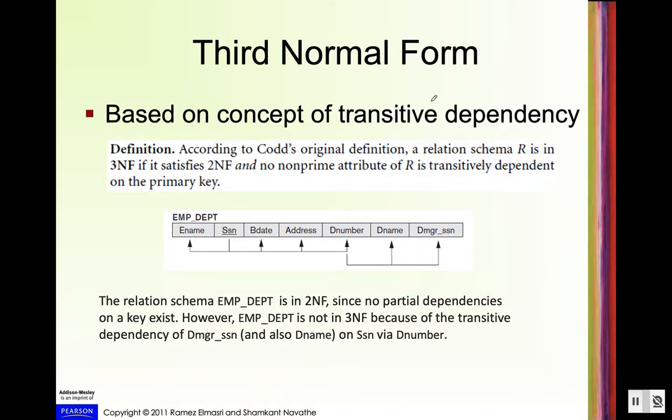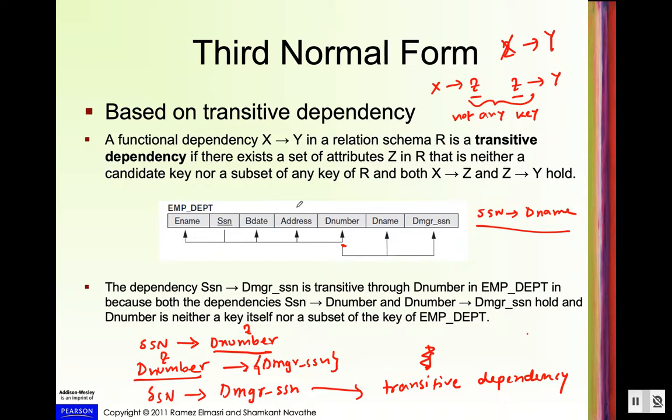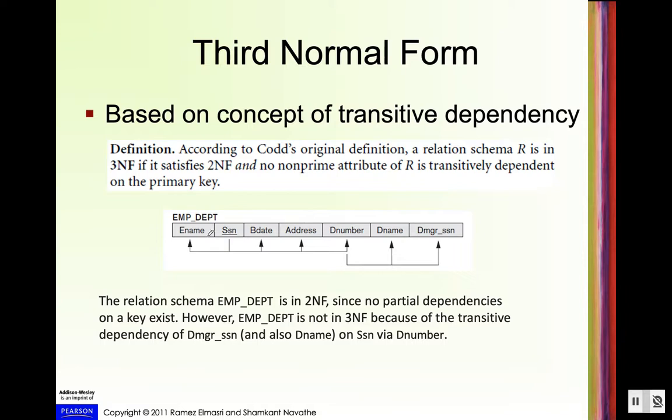So third normal form is based on the concept of transitive dependency. According to Codd's original definition, a relation schema R is in 3NF if it first satisfies second normal form, and then no non-prime attribute of R is transitively dependent on the primary key. So any non-prime attribute cannot be transitively dependent on the primary key.